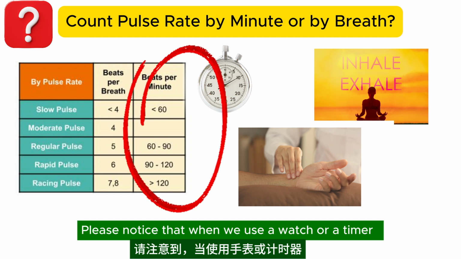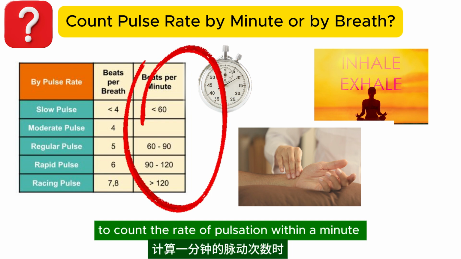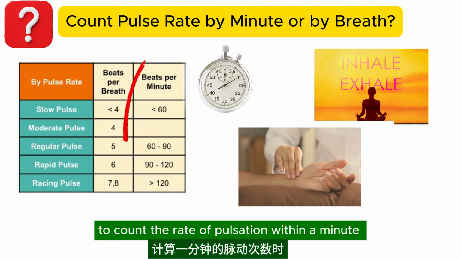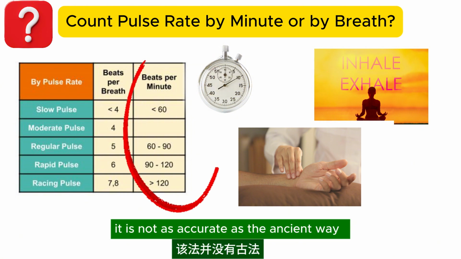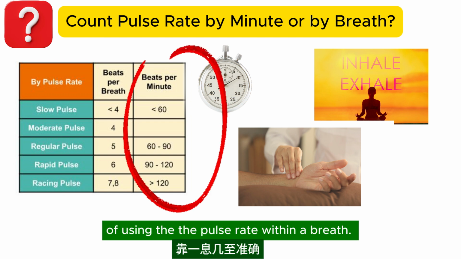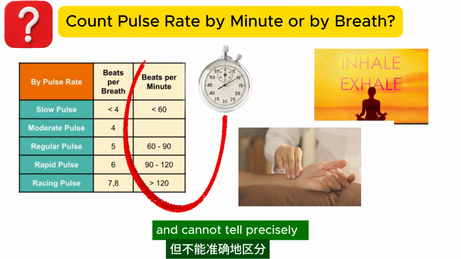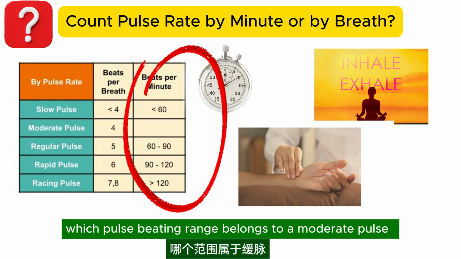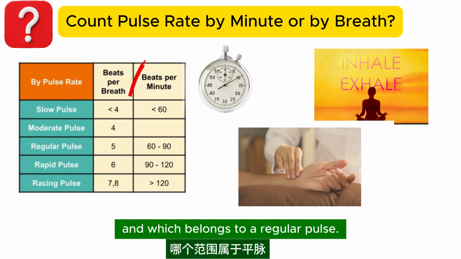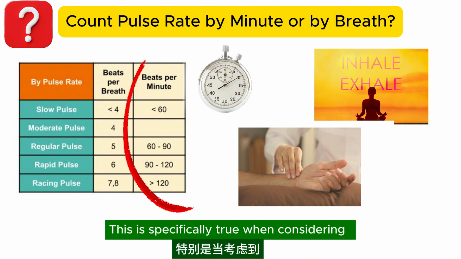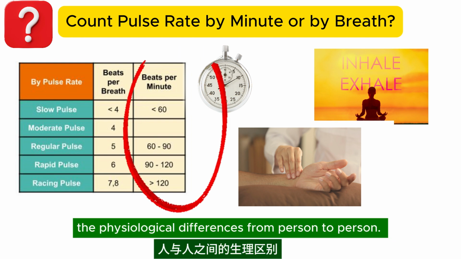Please notice that when we use a watch or timer to count the rate of pulsation within a minute, it is not as accurate as the ancient way of using the pulse rate within a breath. We just roughly say the beats from 60 to 90 per minute are within the normal range, and cannot tell precisely which pulse beating range belongs to the moderate pulse and which belongs to the regular pulse. This is specifically true when considering the physiological differences from person to person.